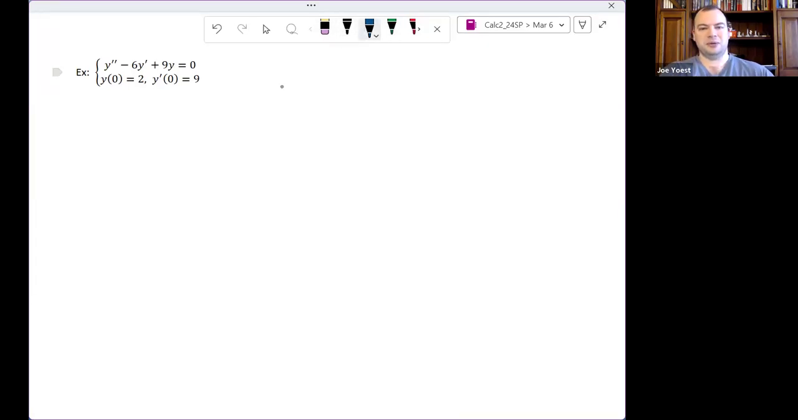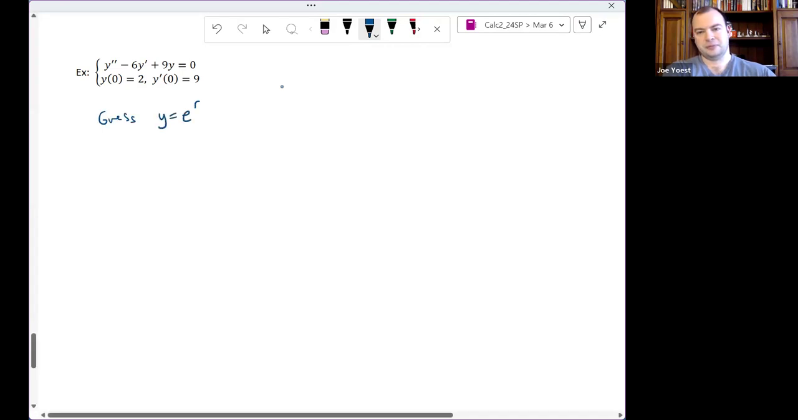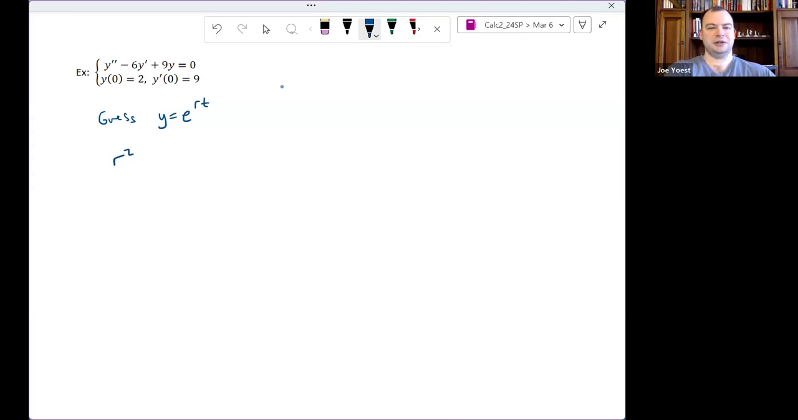Okay, so we have one more problem. y double prime minus 6y prime plus 9y equals 0. y of 0 is 2. y prime of 0 is 9. So again, y equals e to the rt. y double prime is going to be r squared e to the rt. y prime is going to be r e to the rt. y is e to the rt. That whole thing gets factored out and divided out, and then we're just left with the characteristic equation.